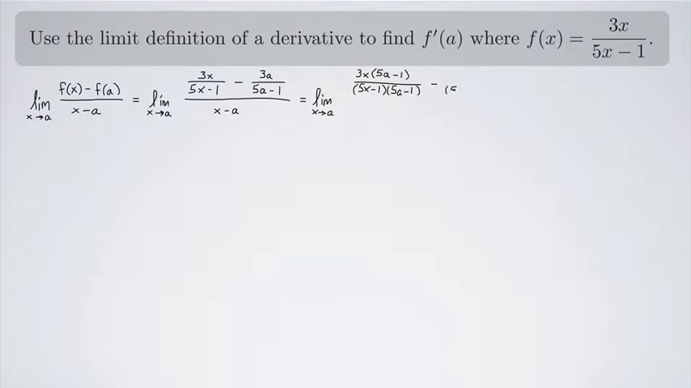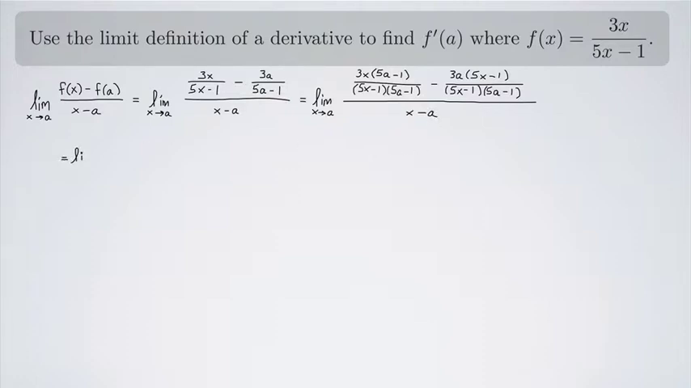Same thing for this one. It's also going to be 5x minus 1, 5a minus 1, and I'm going to have to put a 5x minus 1 up here. And this is all over x minus a. Okay, let's move over here.